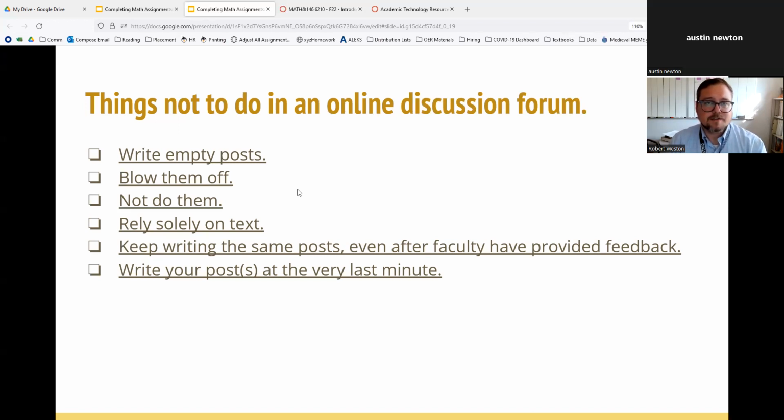Don't necessarily rely solely on text. I know you're asked to type up your discussion forum, but you can take pictures, you can insert tables, you can embed equations in them. Use all those tools. Canvas has lots of different options for students on how to enter stuff in. See your faculty announcements. Your faculty announcements use exactly the same text editor that your discussion forums do.